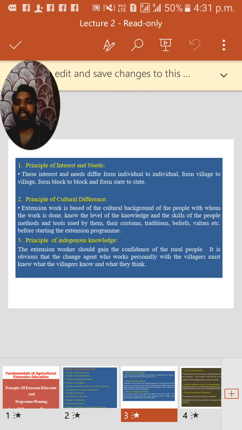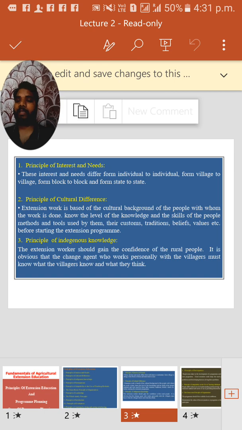Principle of interest and need. What is interest and need? These differ from individual to individual, from village to village, from block to block, from state to state. So the principle of need is important. First we need to identify the needs of the people, the needs of the village, the needs of the states, what they actually want. Then, as per their requirement and need, we can recommend things.